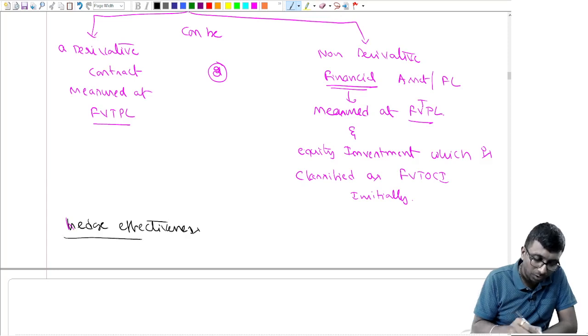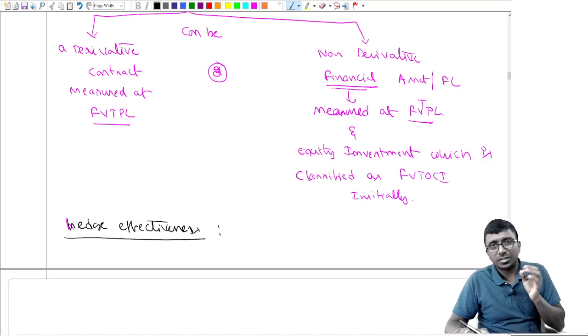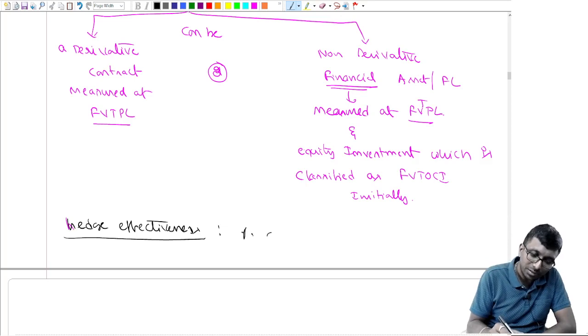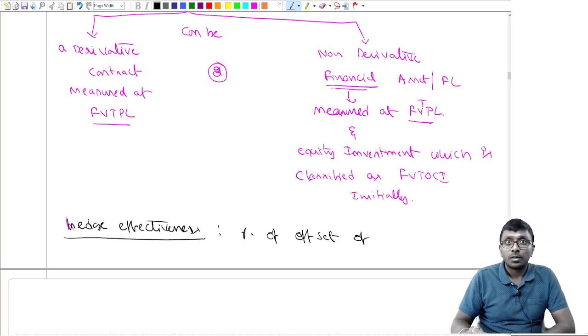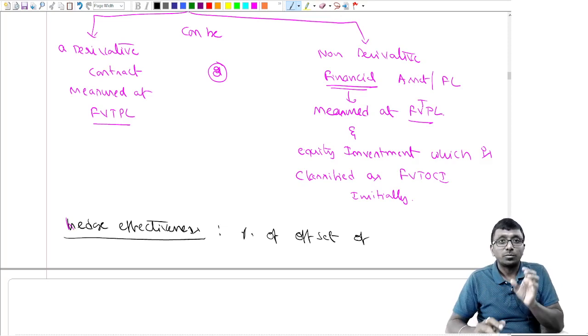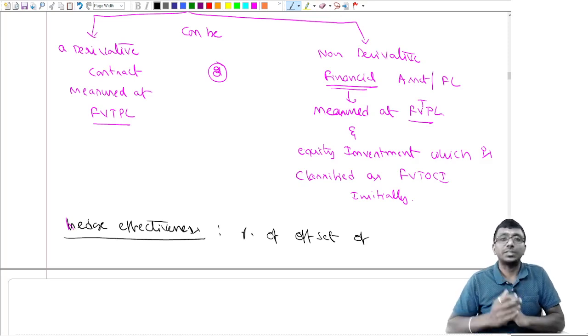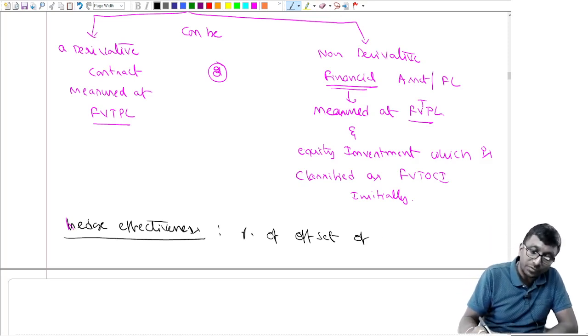What the standard definition says: hedge effectiveness is a degree. Degree means it's a percentage, that's all. Percentage of what? Percentage of offset. Percentage of offset of the gains or losses from the hedged item, setting off with the gains or losses of the hedging instrument. I mean, what percentage you are able to effectively offset, that's all. It is the percentage of offset of gain or loss.